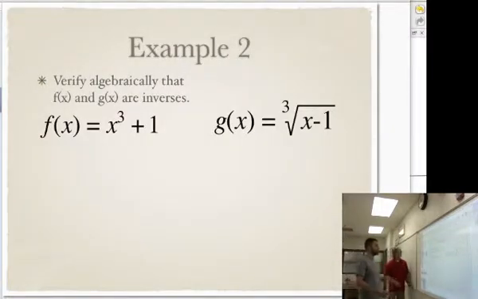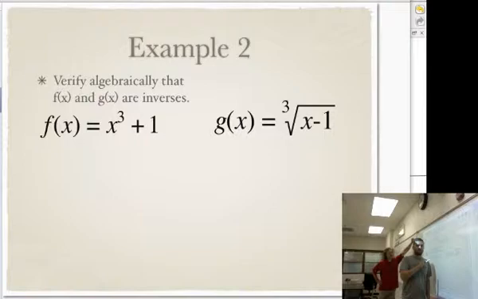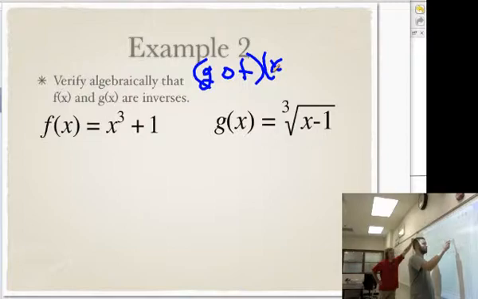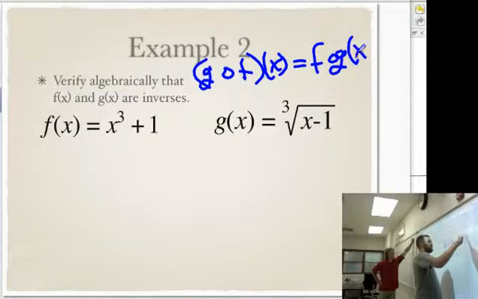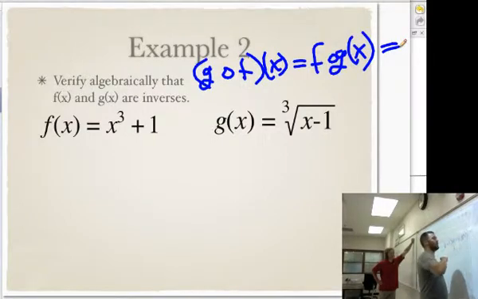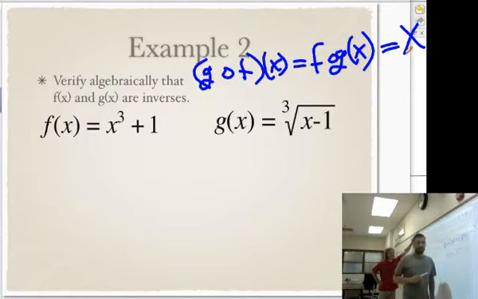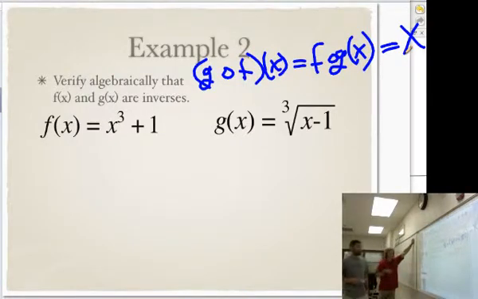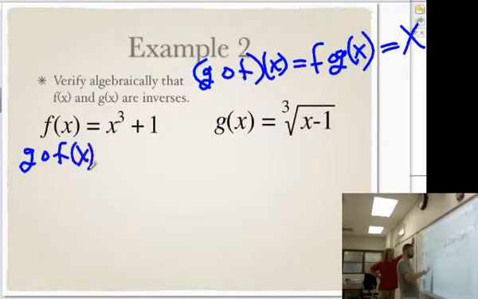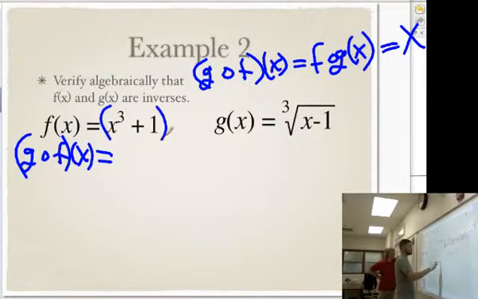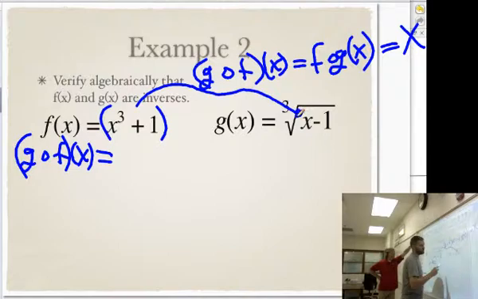Okay, so if we want to check and see if two functions are inverses, we have a little rule here. If two functions are inverses, then g of f of x equals f of g of x. Remember, these are composites of functions. And those both have to be equal to x, also known as the identity function. So let's check g of f of x first. That means I'm going to put f of x wherever I see an x in g.